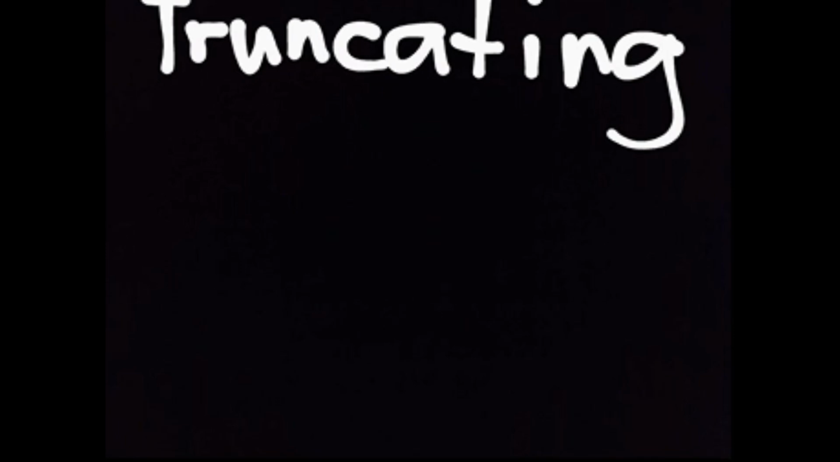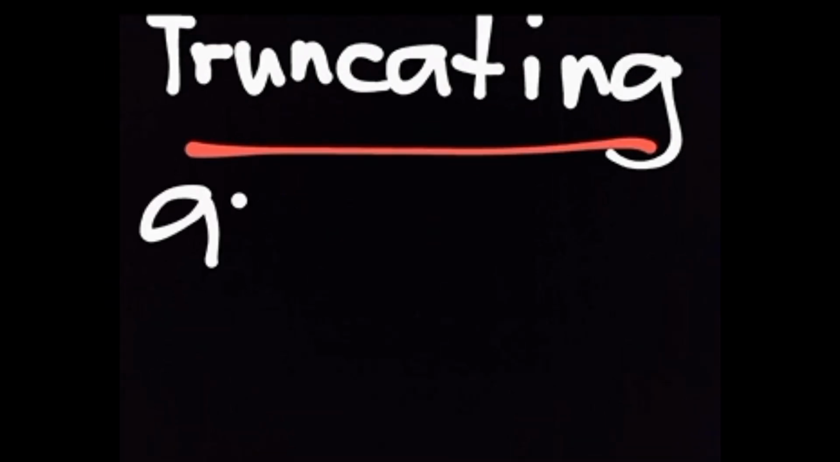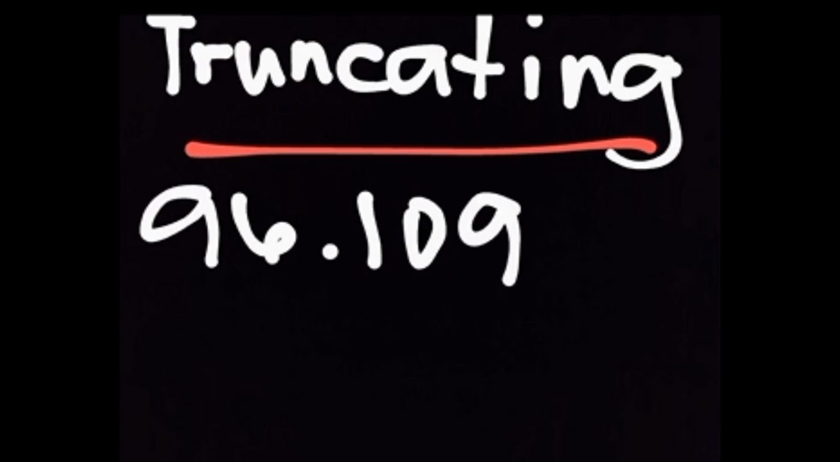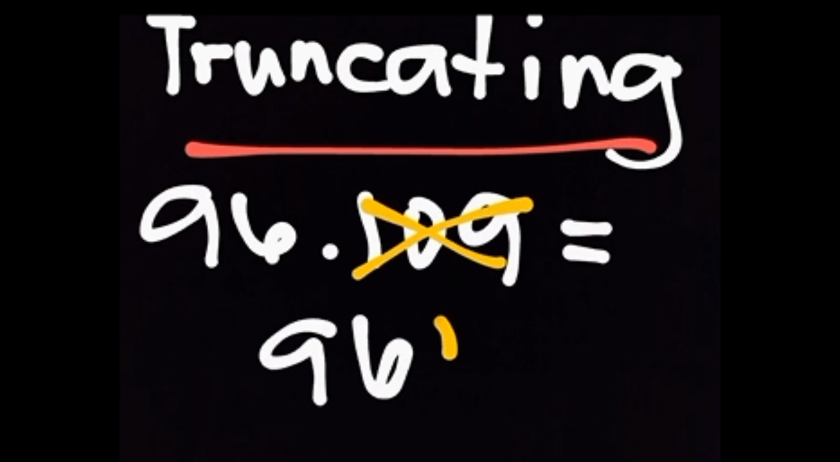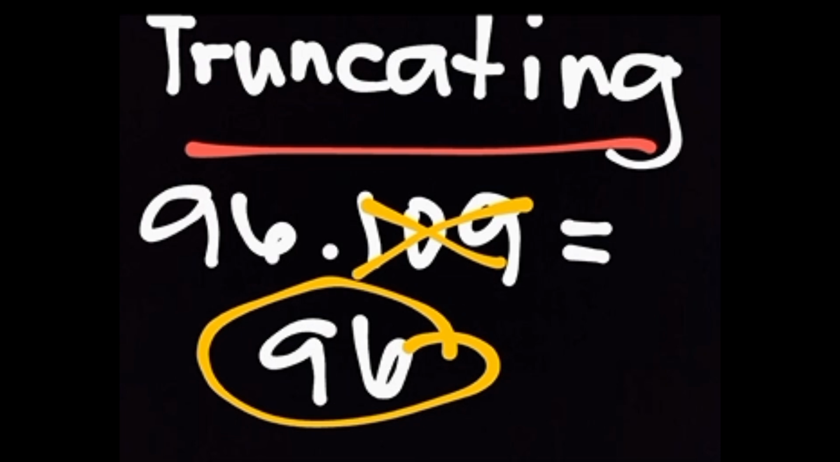There is one more type of number system, which is truncating or chopping. It simply deletes the digits after a certain digit rather than rounding off the number. For example, we have 96.109. We will delete the fractional part of the number, which is the decimal part. So the answer will be 96.